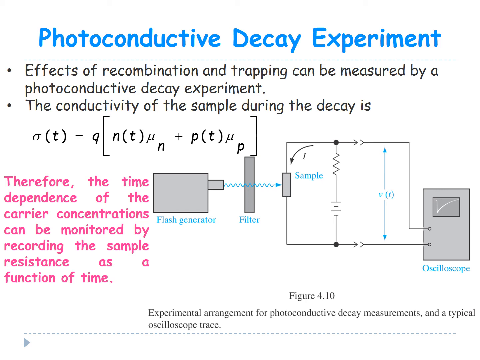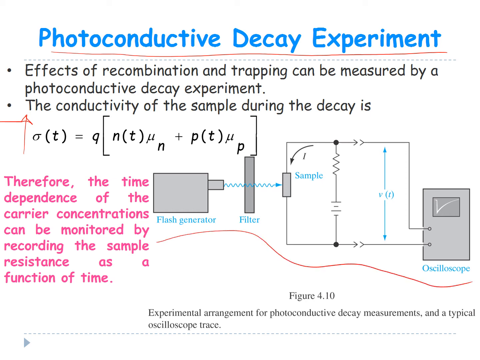So another important experiment in optoelectronics is the photoconductive decay experiment. This actually measures the photoconductivity of a sample. Remember, if you shine light, the conductivity increases, and the increase in conductivity is called photoconductivity. So the way we measure the photoconductivity is shown here.